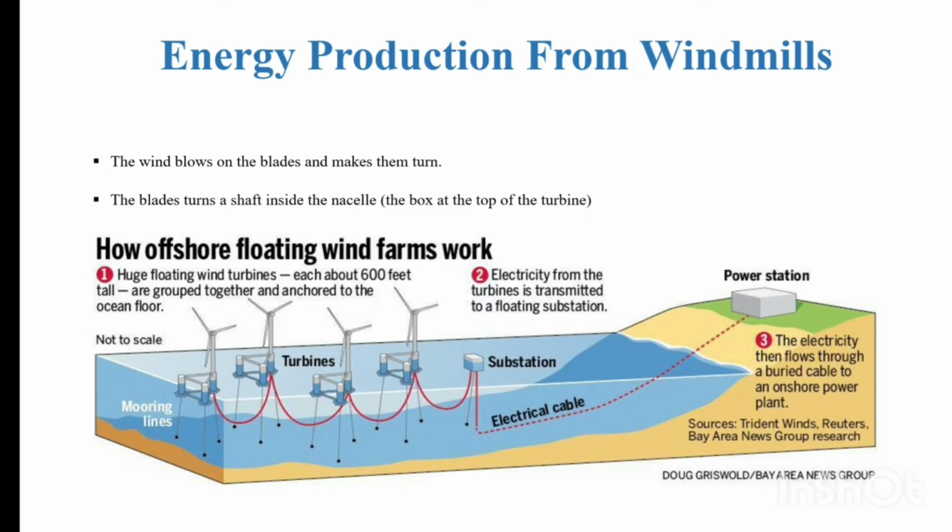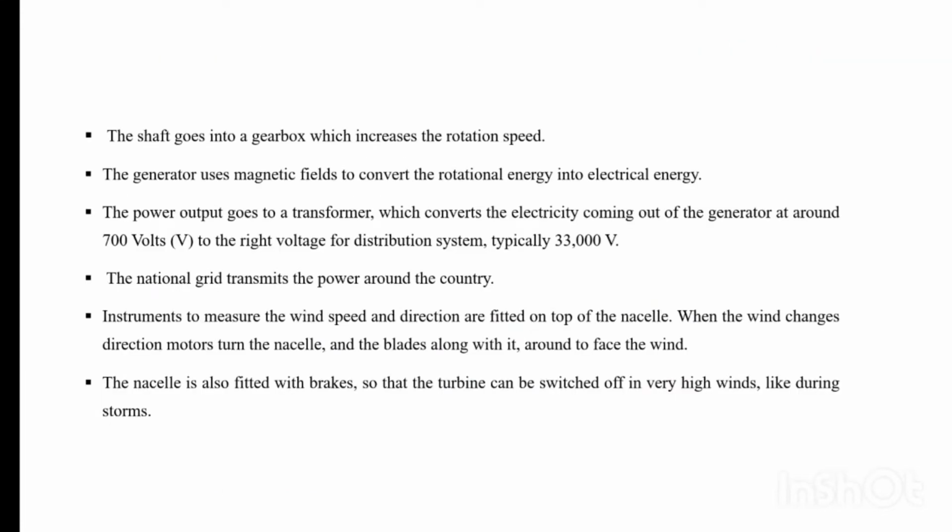The power output goes to a transformer which converts the electricity coming out from the generator at around 700 volts to the right voltage for the distribution system, typically 33,000 volts. The national grid transmits the power around the country.